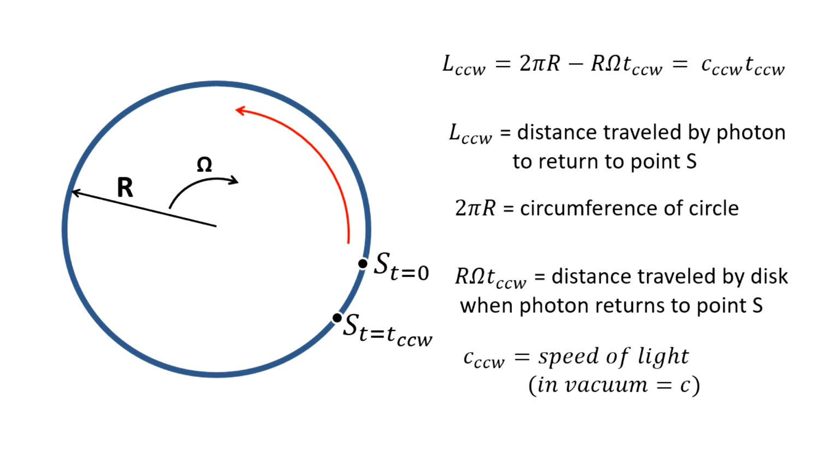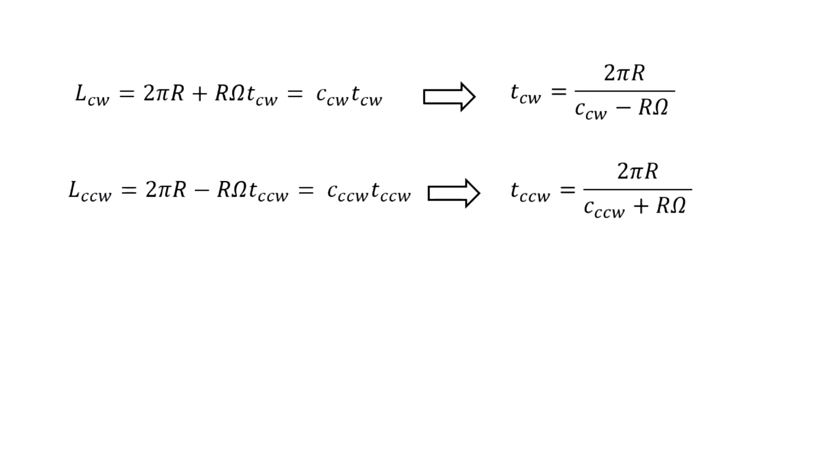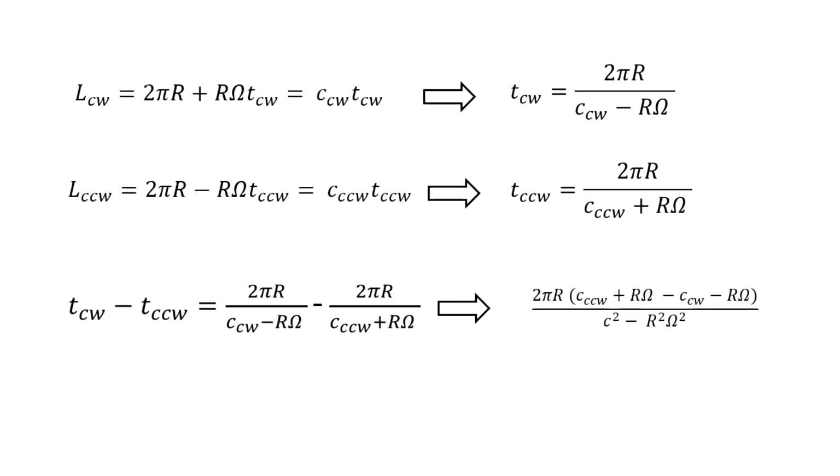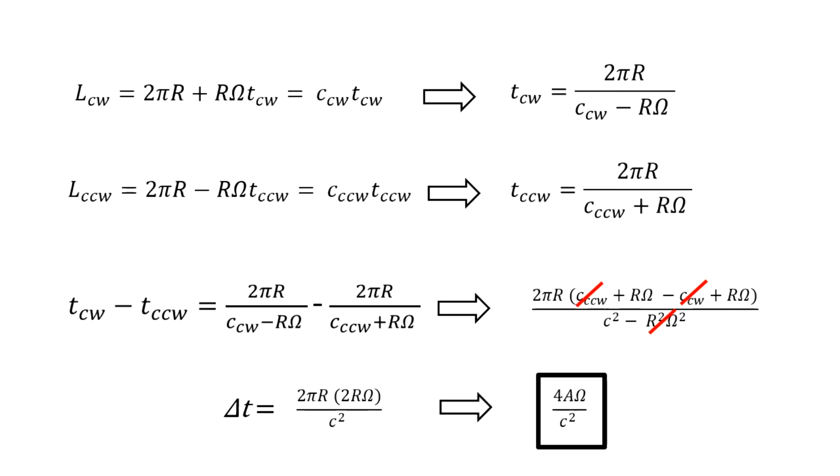The time difference between the two beams to get back to the same point is derived by doing some algebra. The c's cancel out. We also eliminate r omega squared, since this number is very small compared with c squared. We are left with 2 pi r times 2r omega divided by c squared. We further simplify to this. This is the time difference for the two beams to come to the same place in the disk.